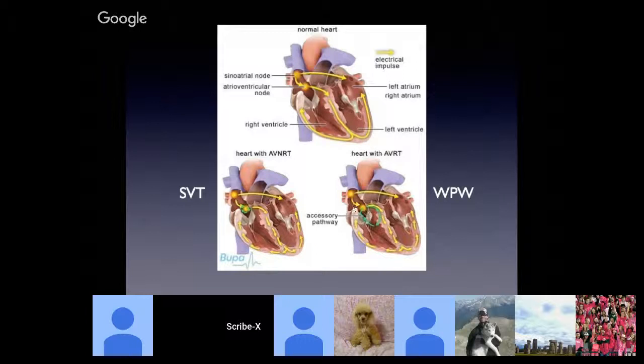In WPW, the circuit is a little bit different. It involves ventricular myocytes, not just AV nodal heart cells. And as a result, you get this slurring of the R wave and what we call the delta wave, which we showed you earlier.